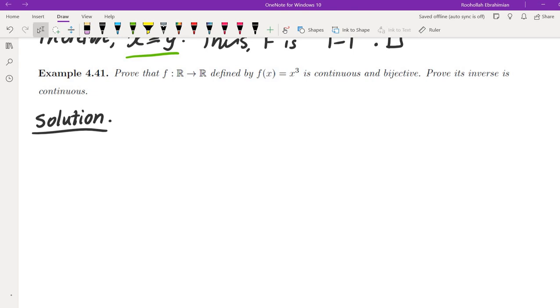So I have a function from R to R, f of x equals x cubed. We know this is continuous and bijective, and we want to show that its inverse is continuous. The fact that f is continuous is clear, since it is a polynomial.